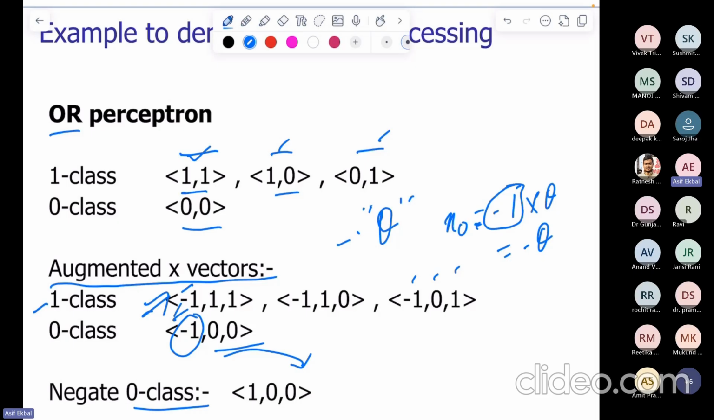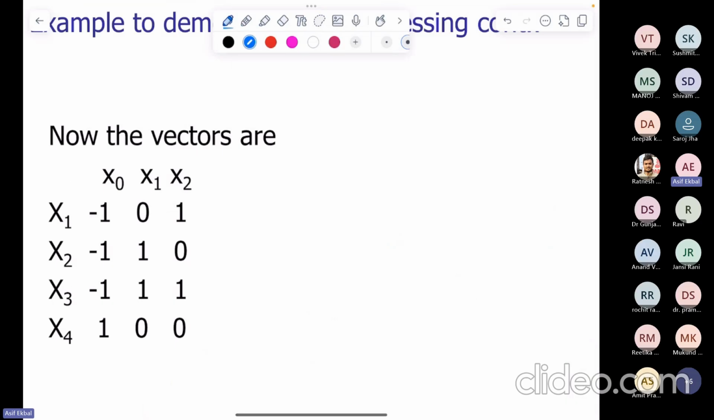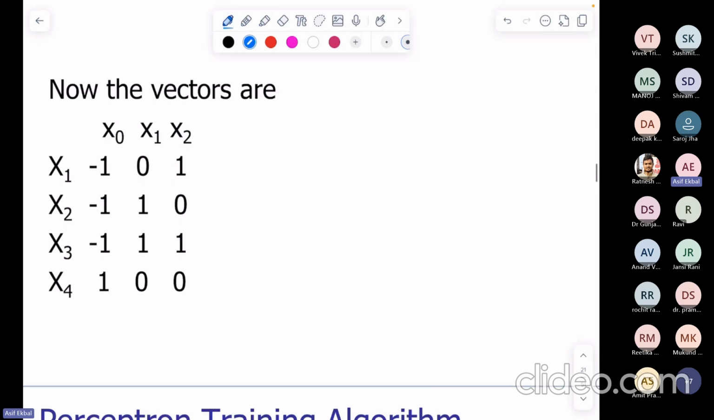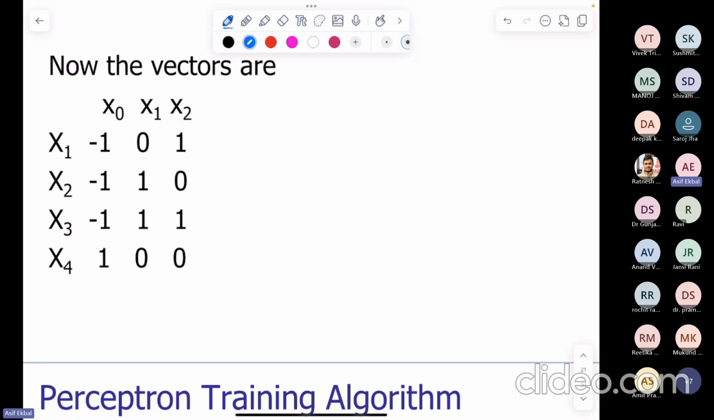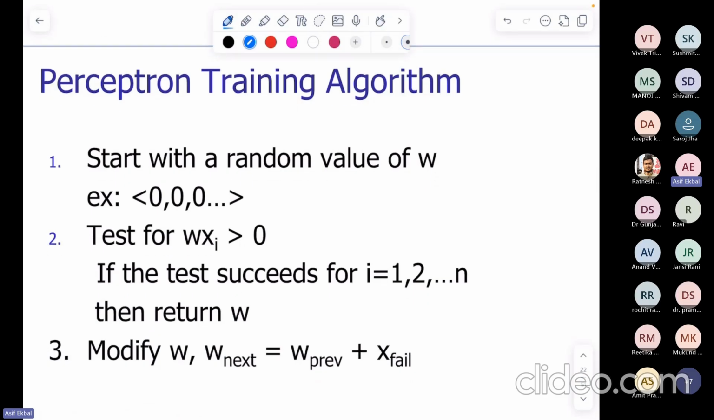So you do this negation, and after doing these negations, now what will be the vectors? Your original vectors were like this: -1 0 1, -1 1 0, -1 1 1, 1 0 0, and from these vectors you have to do the training. The training process is also in neural networks. If you do the training, one problem that you will find out is how to do the initialization. What do you mean by the initialization?